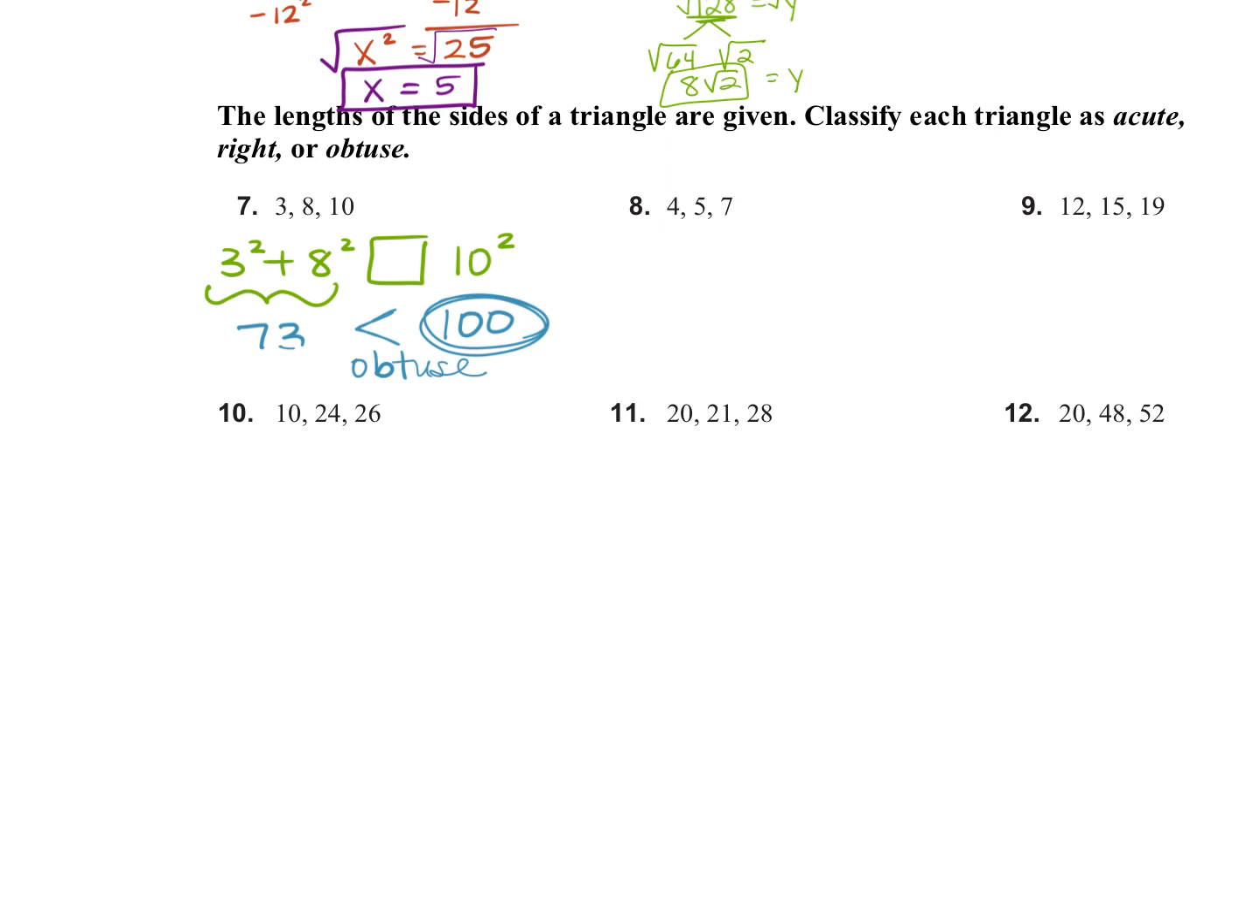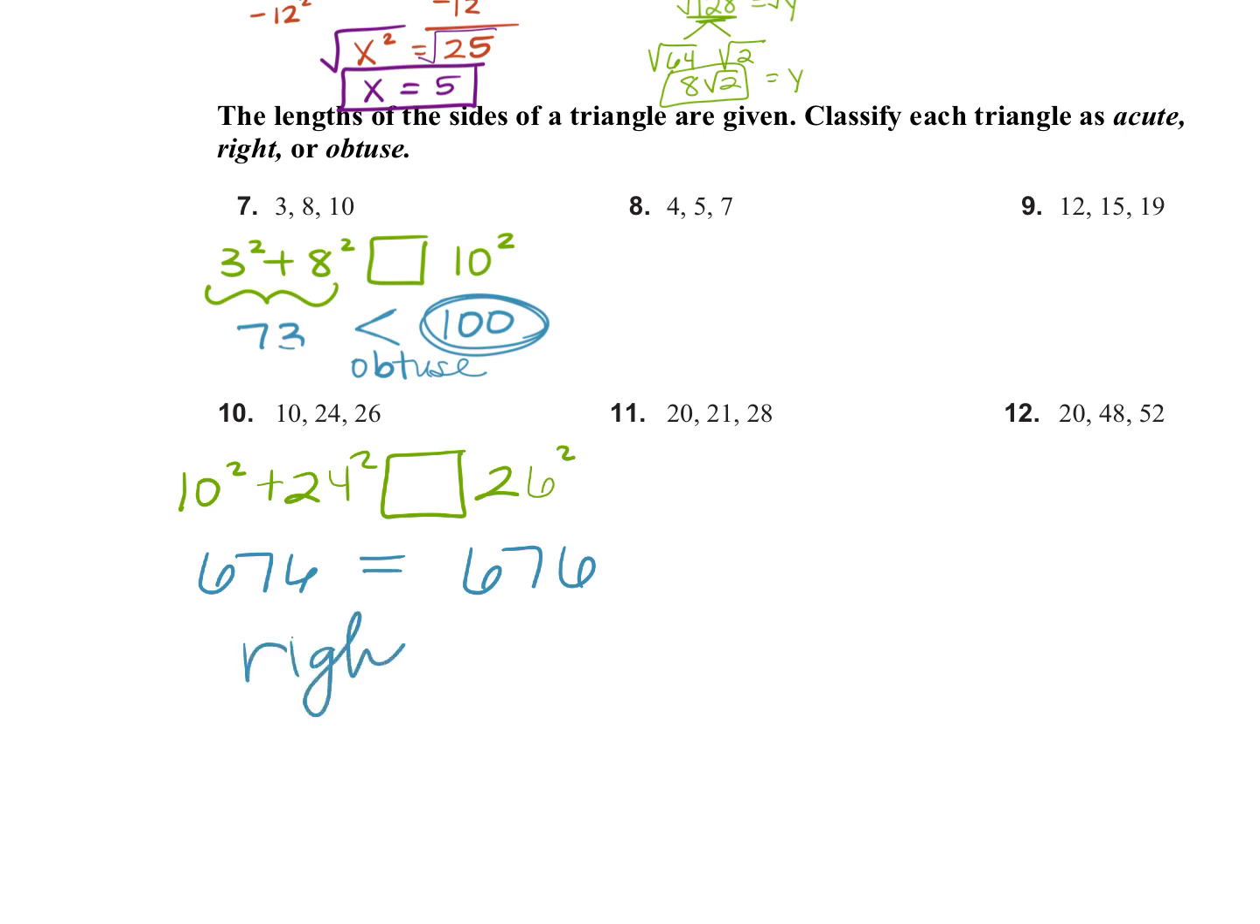Let's do 10. 10 is 10 squared plus 24 squared somehow relates to 26 squared. Plug that into your calculator. 676 is your left side, and then the right side is 676. So if they are equal, if your two sides are equal, that's a right triangle. If a squared plus b squared equals c squared, it'll be right.